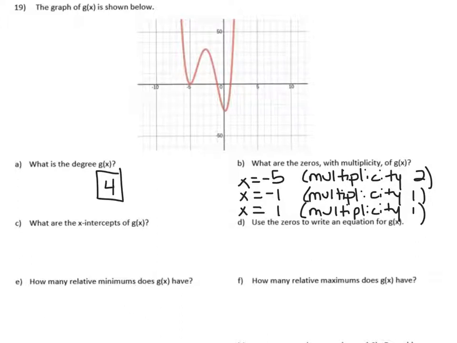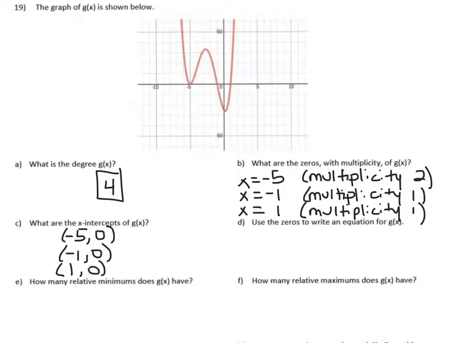All right, now letter C asks for the x-intercepts of g of x. So what they want us to do now is write them as coordinates. So, okay, if we have a 0 at x equals negative 5, if we were to write that as a coordinate, it would be negative 5, 0. If we have a 0 at x equals negative 1, then the x-intercept would be negative 1, 0. And if we have a 0 at x equals positive 1, the x-intercept, when we write it as a coordinate, would be positive 1, 0.